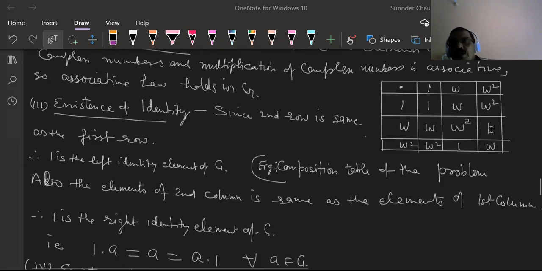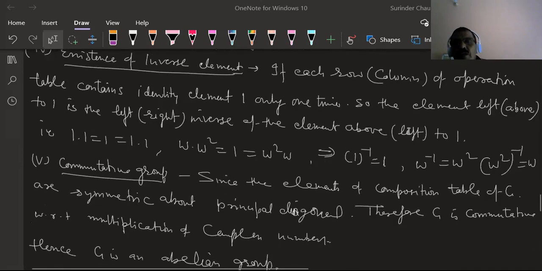Similarly, omega into omega square is equal to 1, omega square into omega is equal to 1. So this omega will act as a left inverse of this, and this omega square will act as a right inverse of this omega. Similarly, this is 1, so omega square into omega is equal to 1. So this omega square will act as a left inverse of this element, and this omega will act as a right inverse of this.